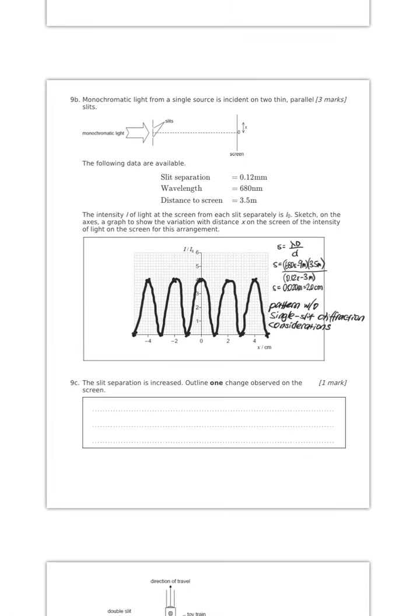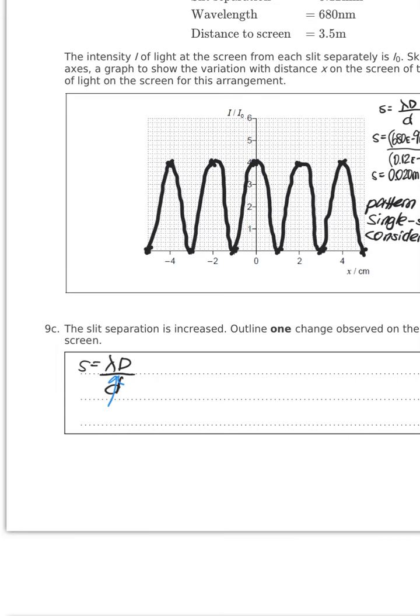Anyway, moving on to 9c, it says slit separation is increased. What is one change observed on the screen? Slit separation, of course, is represented by little d. It's not going to change the distance to the screen or the wavelength, but I can see that with little d increased, s, the distance on the screen from maxima to maxima, would decrease, and so the maxima would get closer together, the fringes would get closer together.